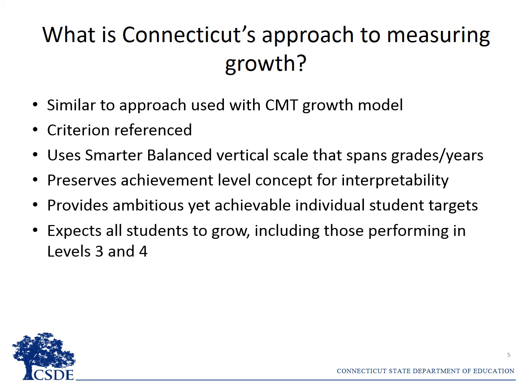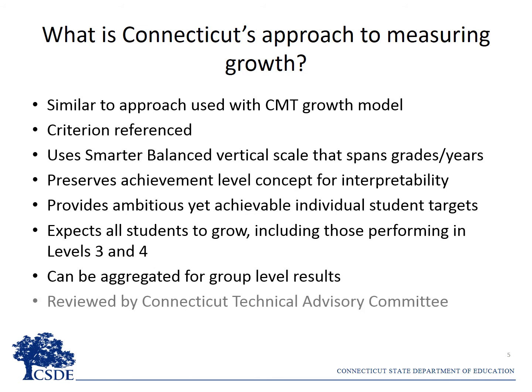The model expects all students to grow, including those in the highest achievement levels of 3 and 4. The individual student growth can be aggregated for group-level results. And lastly, this model was reviewed multiple times with Connecticut's Technical Advisory Committee, which is a group of psychometric experts from around the country.